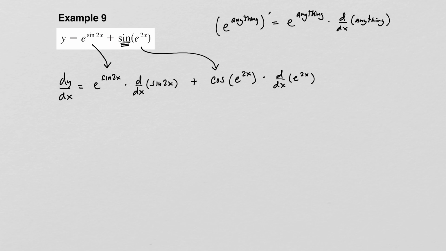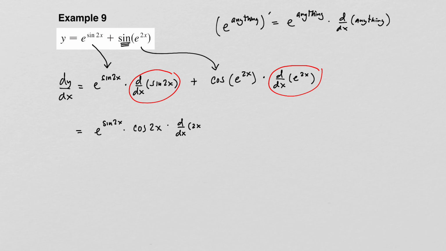So now let's go ahead and compute these derivatives. So we have e to the sine of 2x times. Now what is the derivative of sine of 2x? Well, again, the derivative of sine of anything is cosine of that thing. But then now we have 2x. And so we have to multiply by the derivative of 2x.